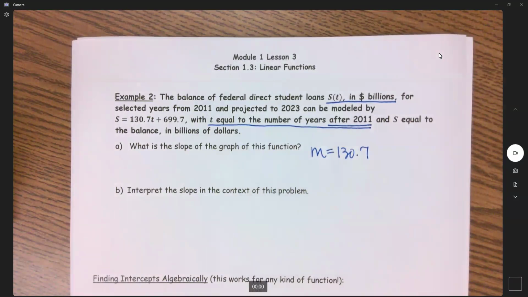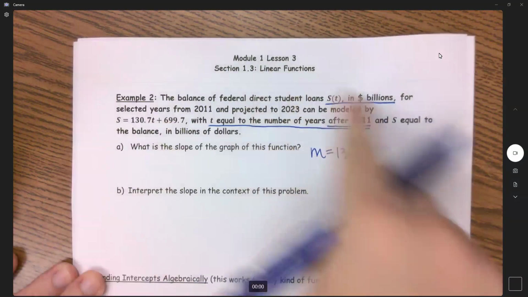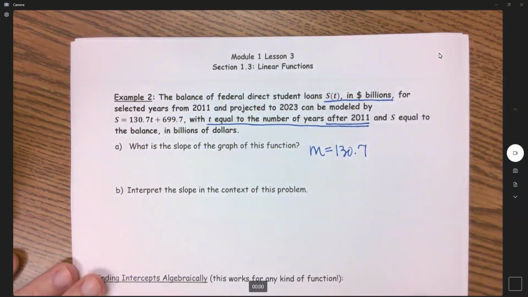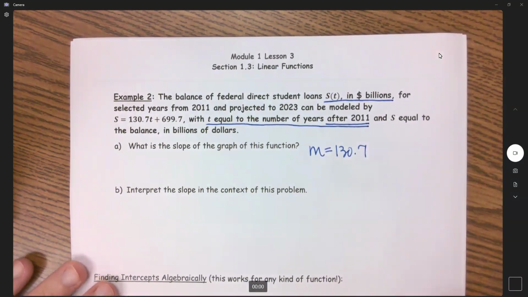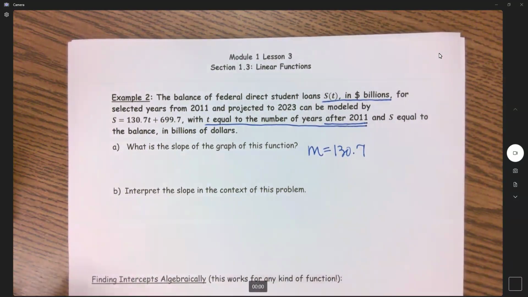Okay, now part B wants you to interpret the slope in the context of the problem. So if my slope is 130.7, what does that mean in the context of this problem? I'm going to ask you to pause the video, maybe reread the problem, or at least think about it. You don't need to write an answer here, but at least think about what the slope represents in the context of this problem. And then once you have paused, hit play.